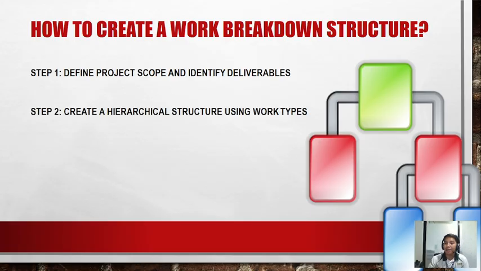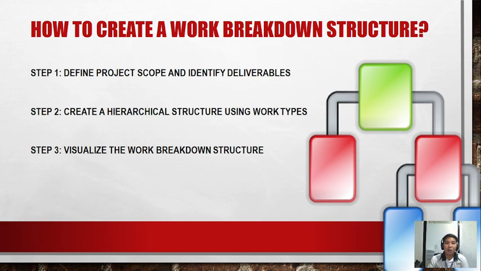Second step, create a hierarchical structure using work types. You need to break the project into smaller tasks and activities, organizing them from major tasks to more detailed tasks. The next step is to visualize the work breakdown structure. It presents the WBS in a visual format, such as a tree diagram, so the team can easily understand how the tasks are connected to each other.